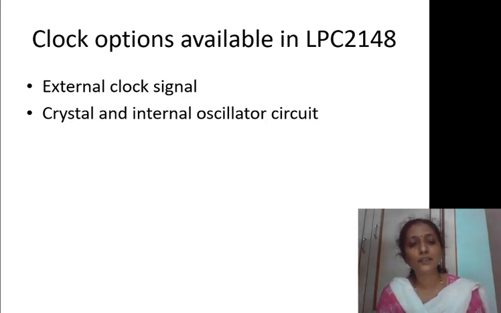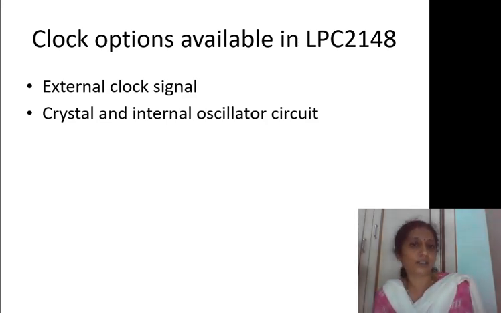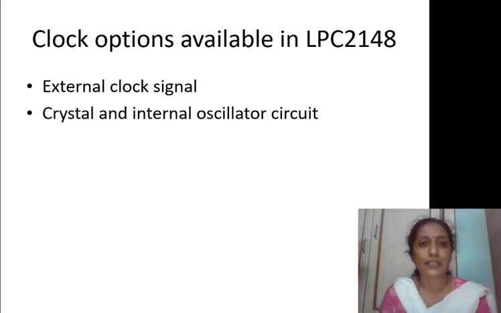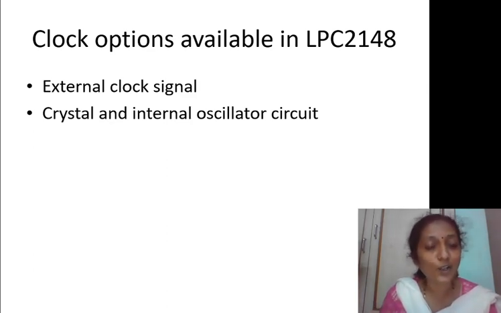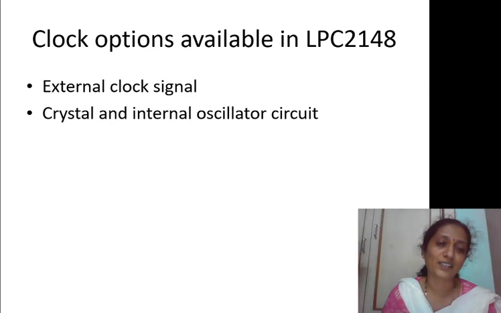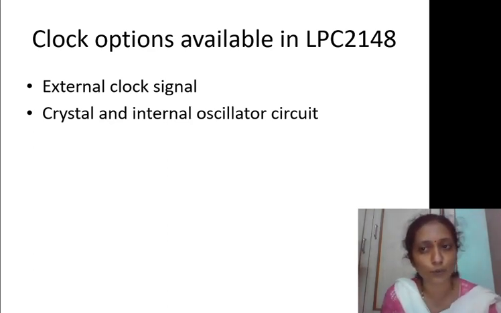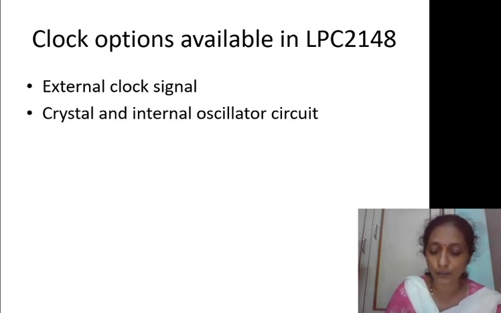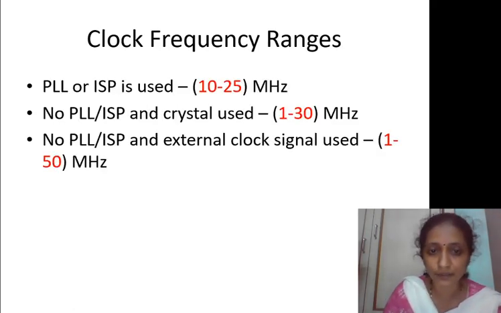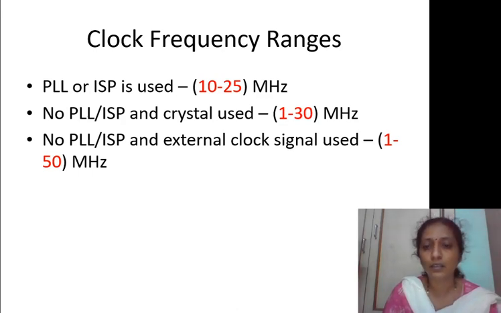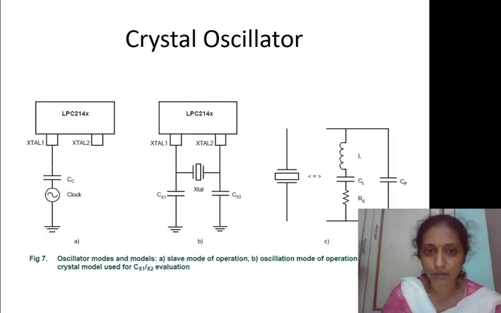That is the external clock signal. And the second one is you don't need the clock signal, that is, you don't need a function generator or any other thing. You can use its own internal oscillator and in that case you are using a crystal to generate that frequency. So the crystal is the external part which is connected to the LPC2148 internal clock circuit. It is shown in the next slide.